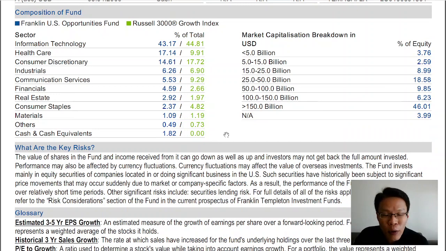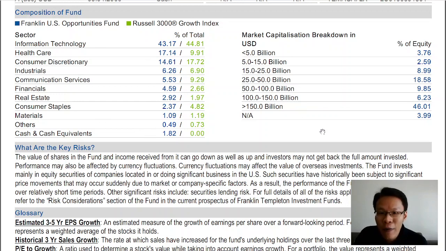Composition of funds. Okay, so this will actually have a very clear indication of how the funds are invested in terms of asset allocation. As you can see, the green portion is actually the Russell 3000 Growth Index, and the blue portion is actually the fund itself. Okay, so as you can see over here, 43% is actually invested in IT, 17.14% in healthcare, 14.61% in consumer discretionary, and so on and so forth.